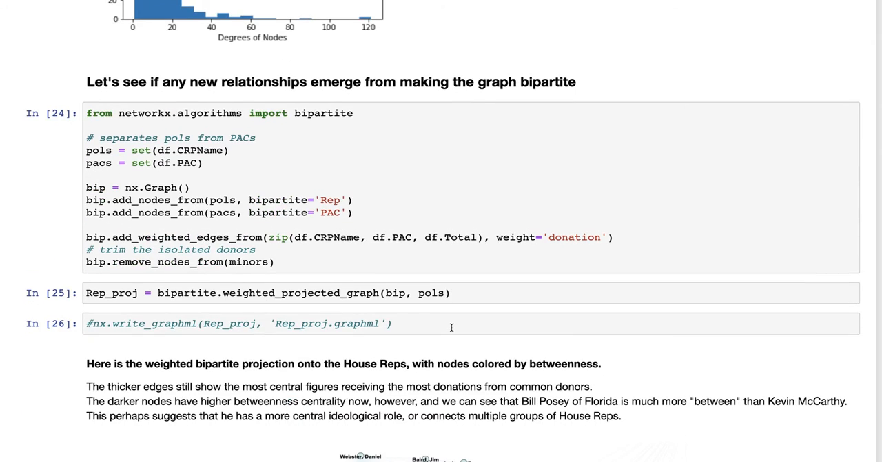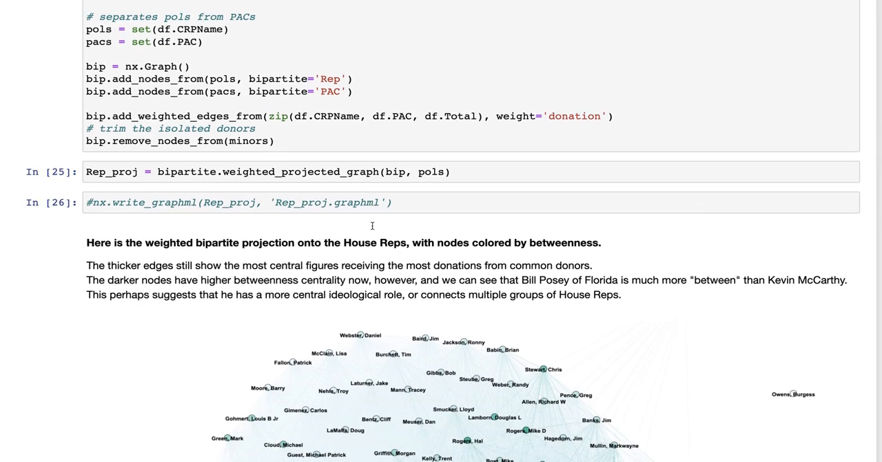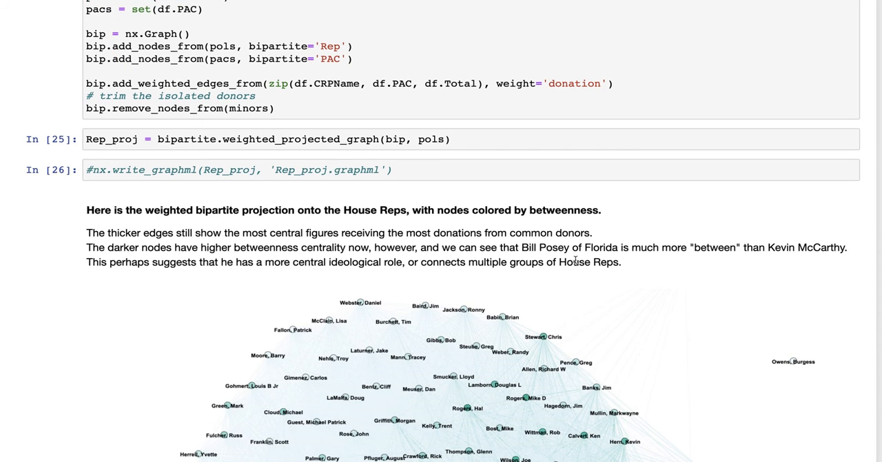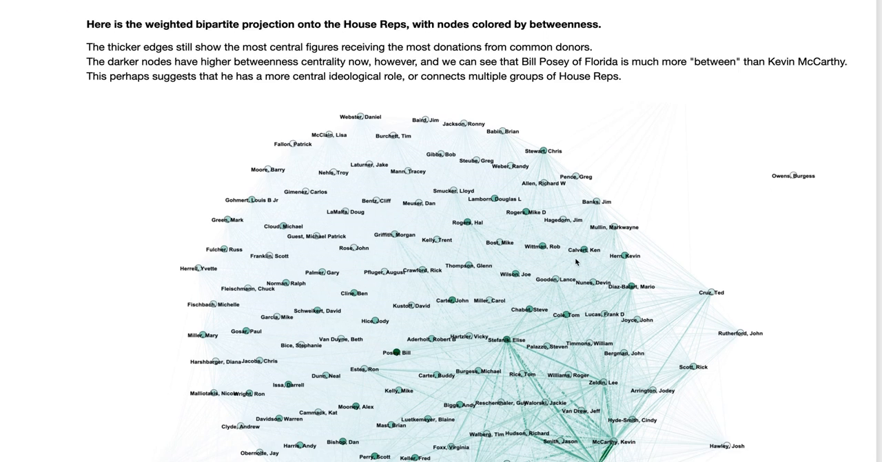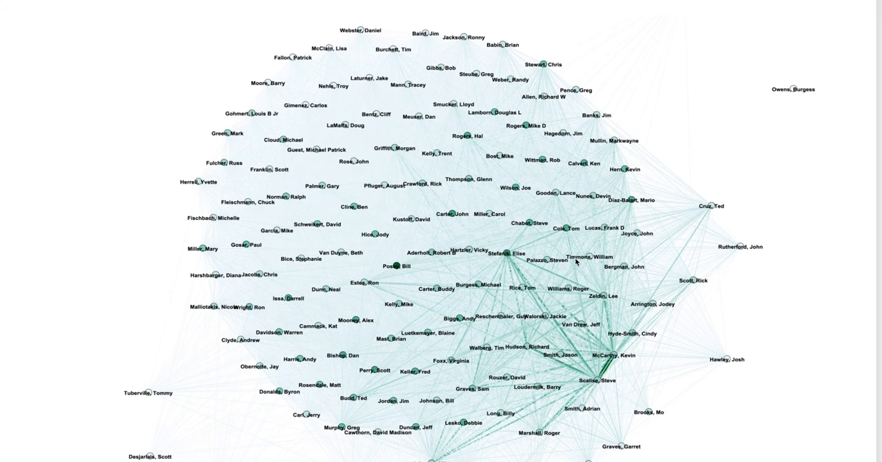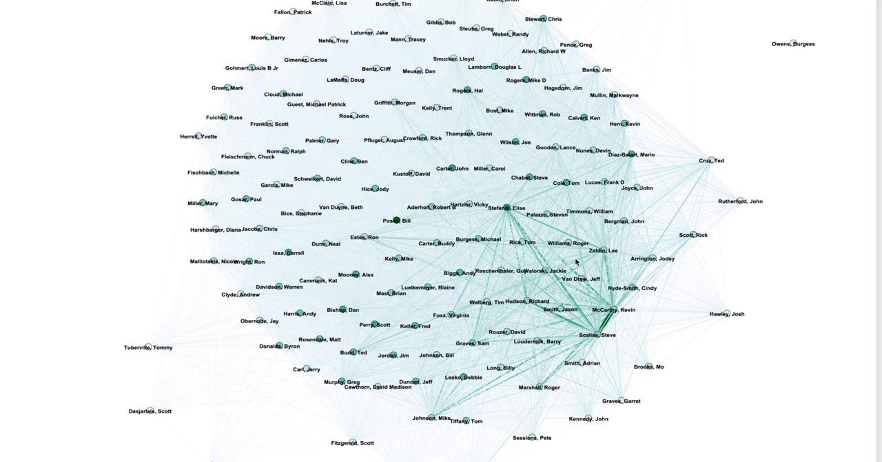So one last thing we did was we made the graph bipartite, just to see if we could see any new interesting relationships emerge. And so half these nodes are going to be PACs and half of them are going to be the representatives. We projected the bipartite graph onto the representatives with thicker edges for more PACs that are donating to them in common. And this is what it looks like here. We got the same names down here with the thicker edges connected, and those same big names are being supported by a large number of PACs.